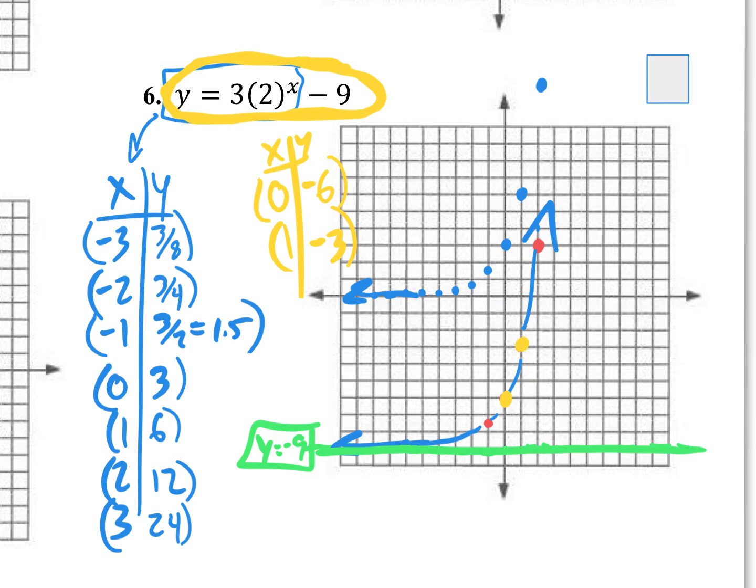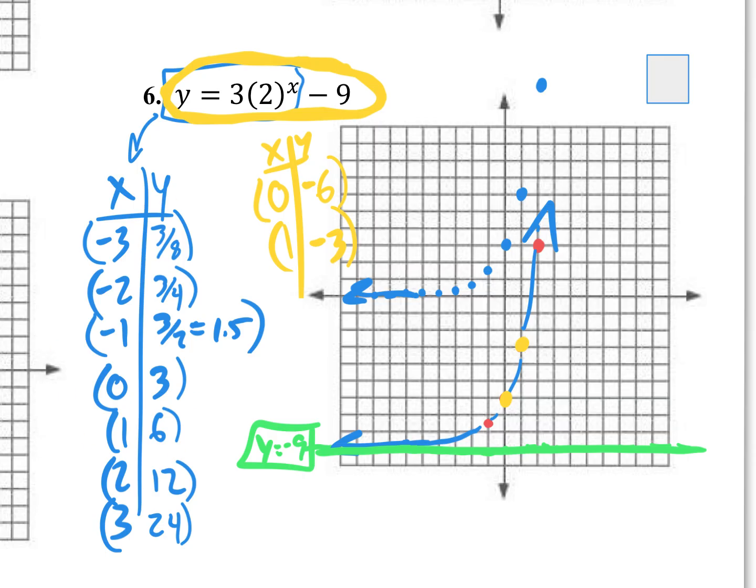So on quizzes, with this asymptote, you just move the asymptote down to -9 because that's your K value. And then you plot these 2 points, 0, -6, and 1, -3. And with those 2 points, it'll produce the whole perfect graph for you on quizzes. But right now on paper, you got to go this route.